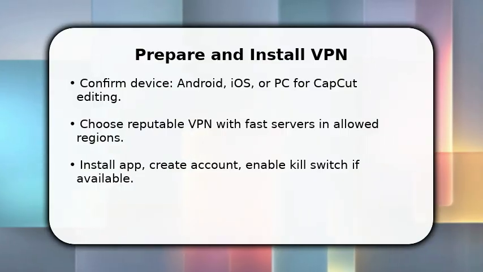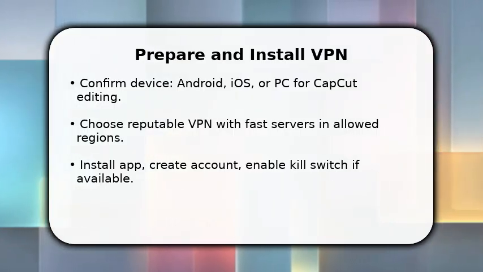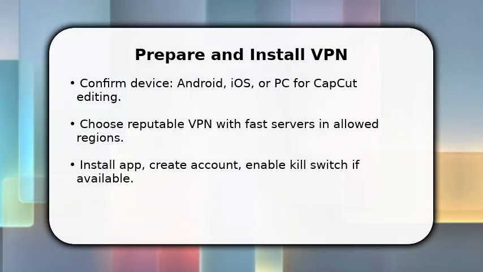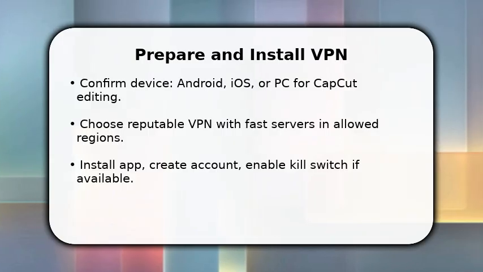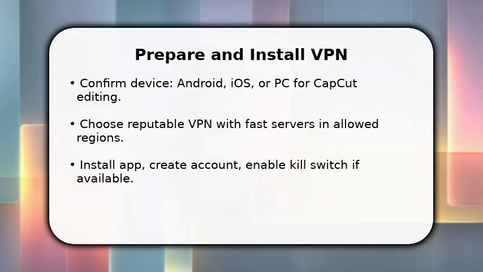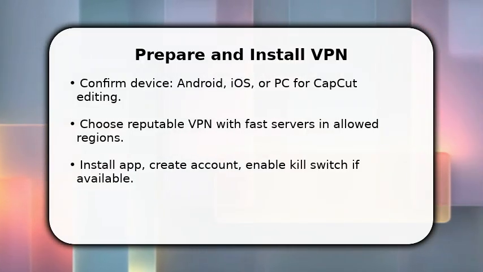You start by confirming your device and a working CapCut install. This avoids wasted steps. Next, pick a reputable VPN with high-speed servers and a privacy policy you trust, because latency affects video uploads. Once installed, create your account, sign in, and enable core features like the kill switch and auto-connect so that your connection remains private during media transfers.